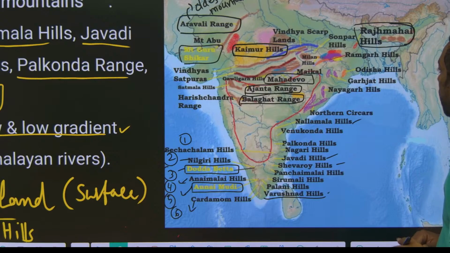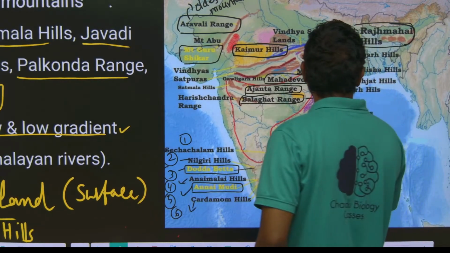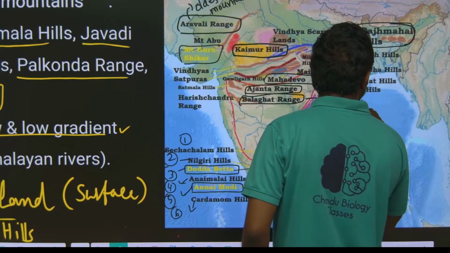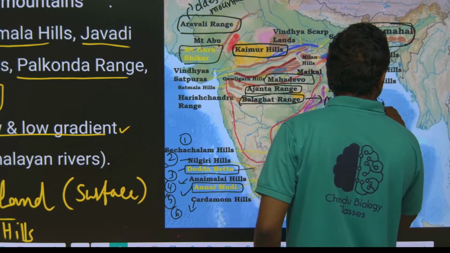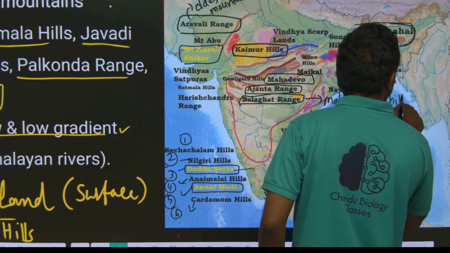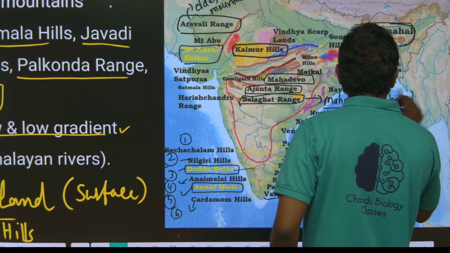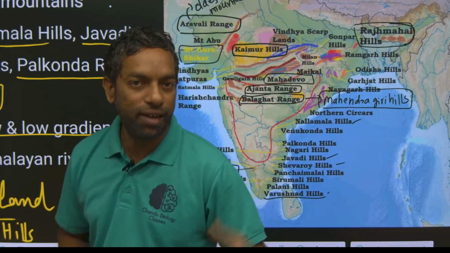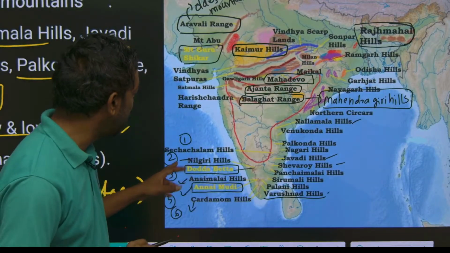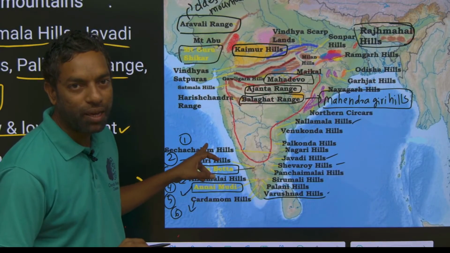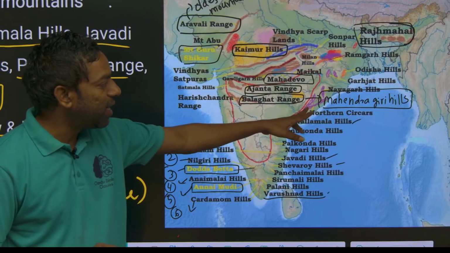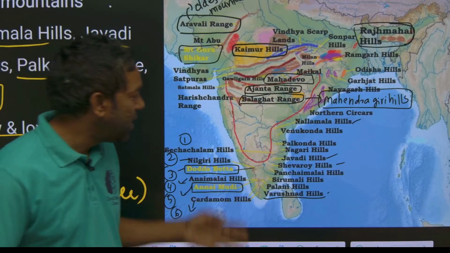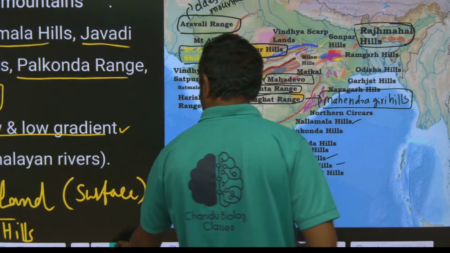Mahendragiri Hills are the highest hills, guys. Mahendragiri Hills are the highest peak of the Eastern Ghats. If we come to the Western Ghats, Dodabetta is the highest peak. In the Eastern Ghats, Mahendragiri Hills are the highest peak. Just be careful here.